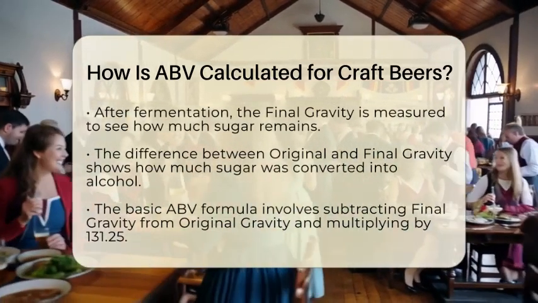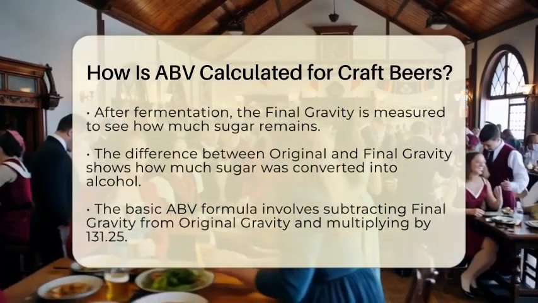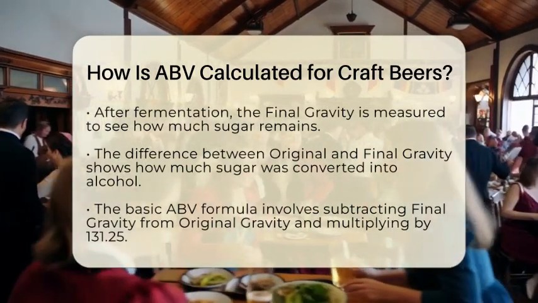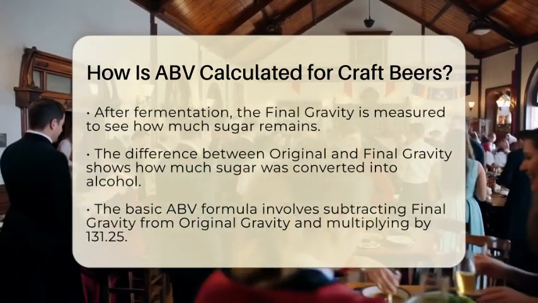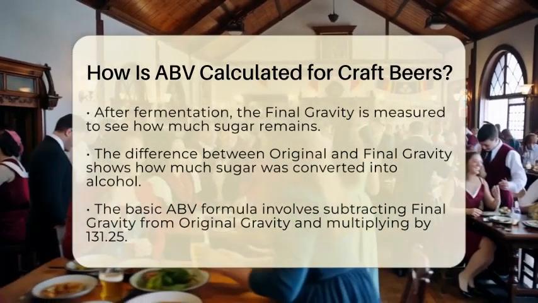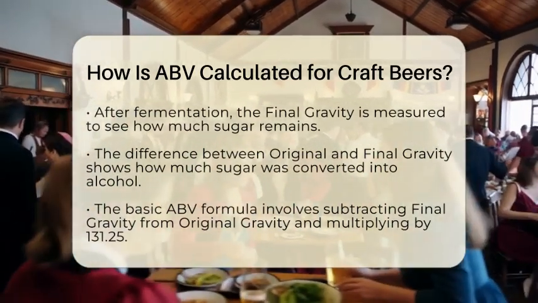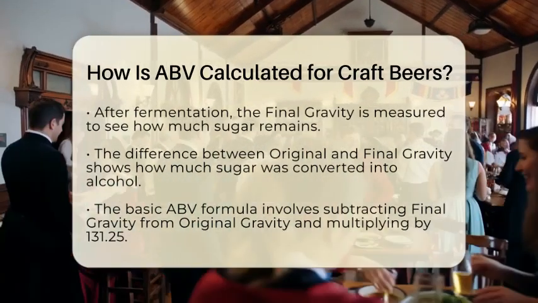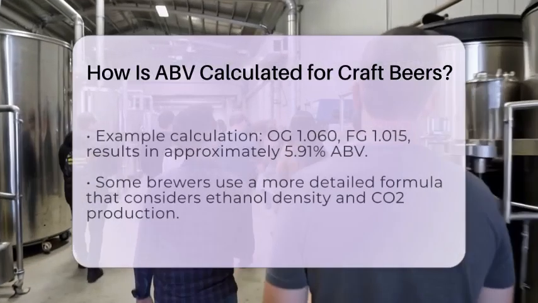To calculate ABV, brewers often use a simple formula. Subtract the final gravity from the original gravity, then multiply that number by 131.25. For example, if the original gravity is 1.60 and the final gravity is 1.15, the calculation would be 1.60 minus 1.15 times 131.25, which equals about 5.91% ABV.